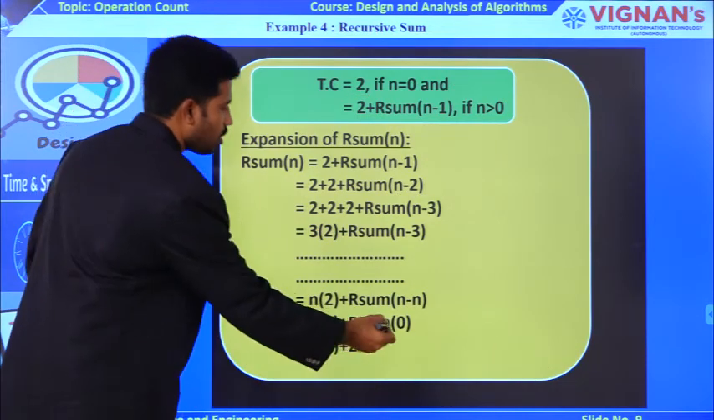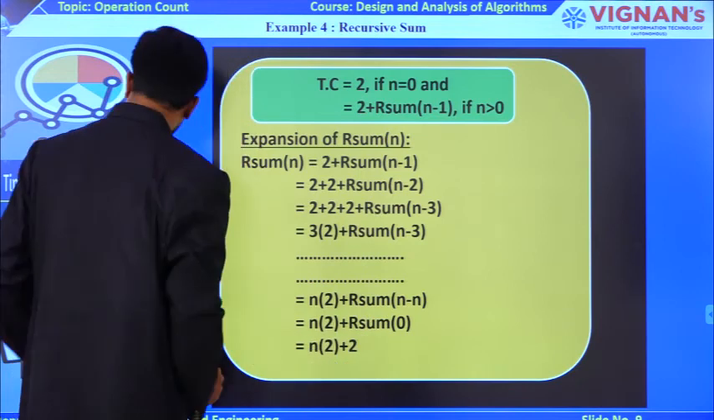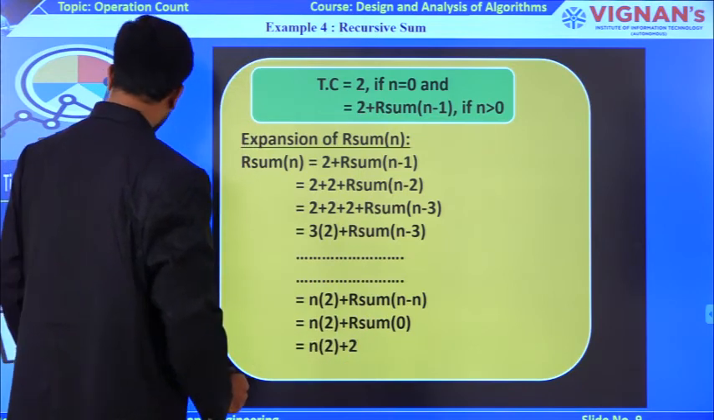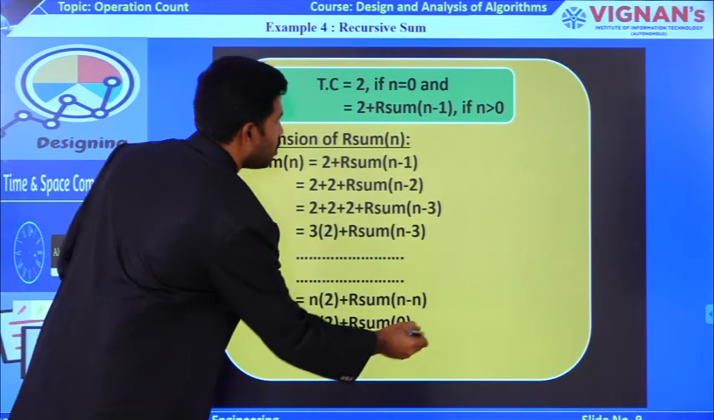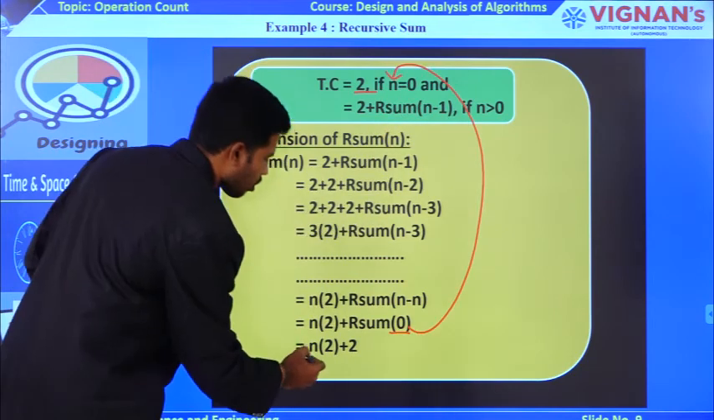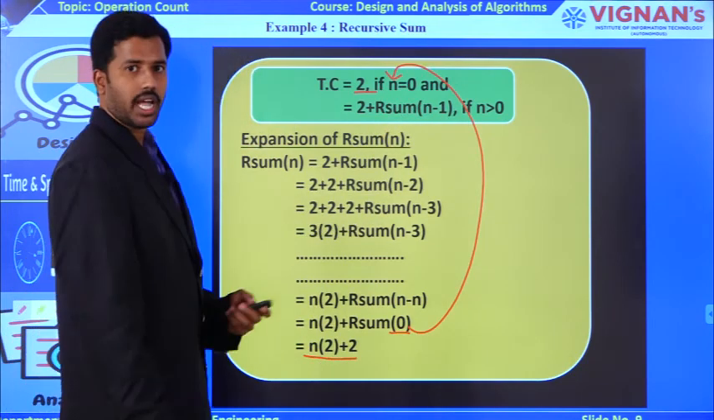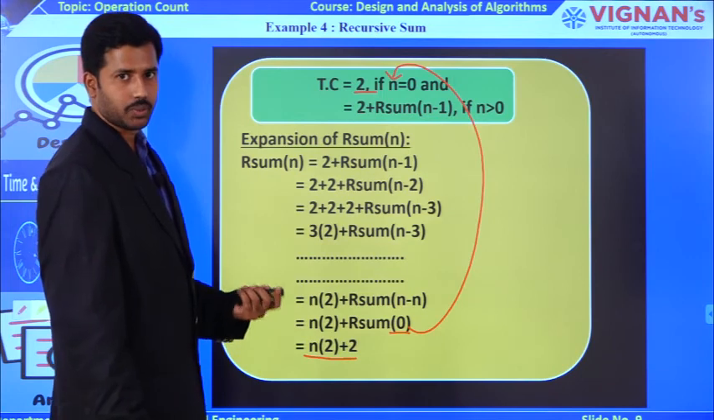After knowing the parameter value of 0, you can substitute this value in the first case. The total time complexity of this expansion is going to be n times 2 plus 2. Okay.